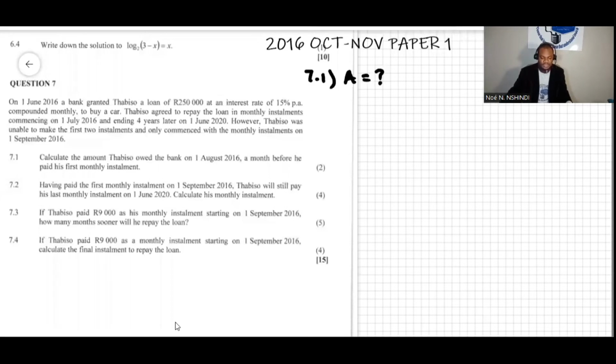the formula will be: the amount A is equal to the principal, open brackets, 1 plus i, all to the power of n. So I can just move this a little bit up there. And then A will be equal to, the principal is 250,000, open brackets, 1 plus the interest of 15%, so this will be 0.15 over 12, all to the power of n, which is 2, because 2 months.